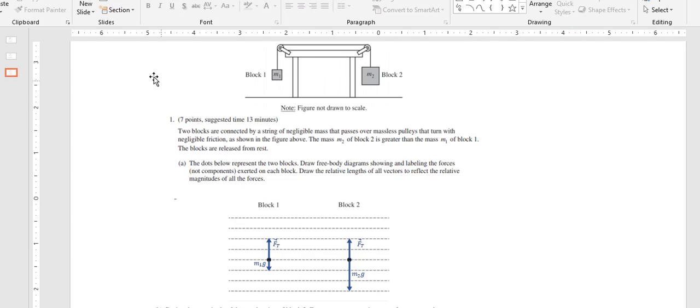Okay, and this whole section is worth 2 points. You get 1 point for the correct weights, to where M2g is larger than M1g, and you get 1 point for the force of tension being the same size and pointed upwards. You lose a point for anything that's not that, if you have anything extra. So if you have velocity, acceleration, or a weird force, yeah, you're going to lose points for that.